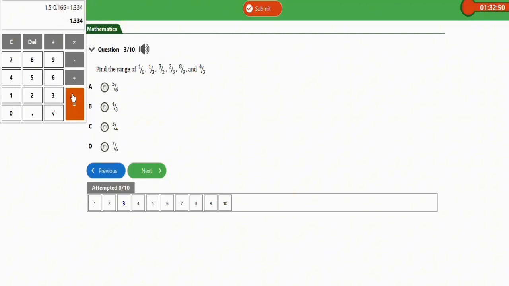1.33. So basically 1.33 is the same thing as 4 over 3. Remember, when we checked 4 over 3, we got 1.33. So the correct option on this question is option B. All right, so 4 divided by 3 was 1.33. So that's how to deal with this kind of problem.